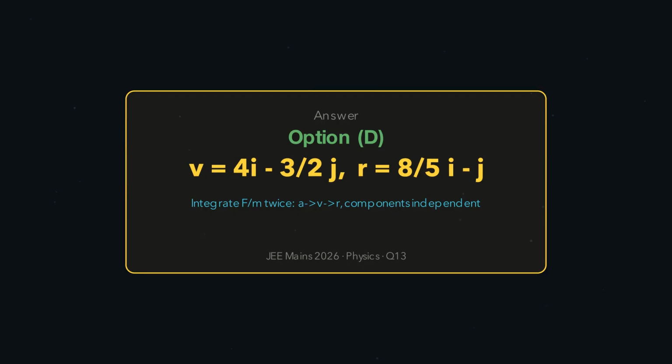The answer is option 4. Velocity is 4 i hat minus 3 halves j hat, and position is 8/5 i hat minus j hat. Watch out. Option 1 has the right velocity, but the wrong position.